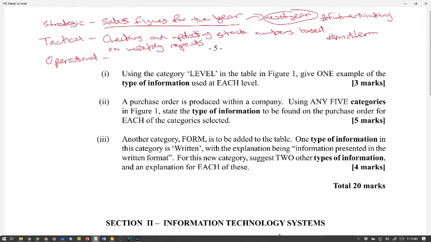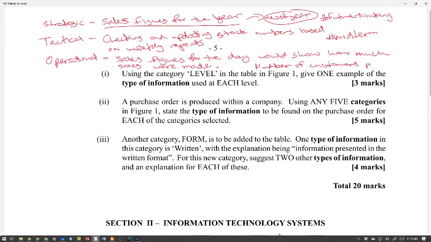All right, so operational now, right? Sales figures for the day would show how much sales were made. Or anything to do with a number, so it could be the number of customers purchasing items. That's cool too. When you're checking operational, just think of something that happens on that day.